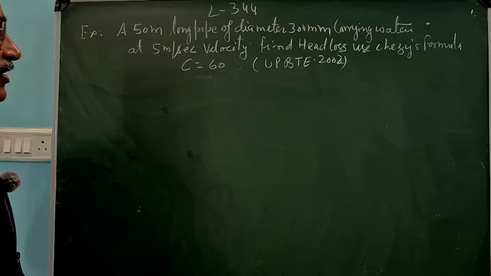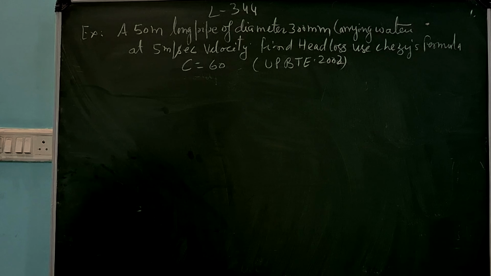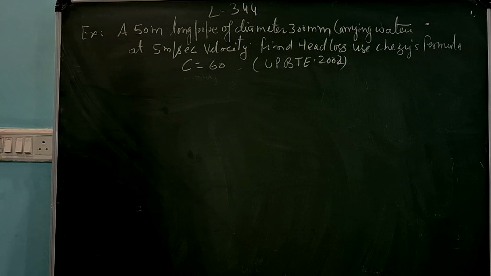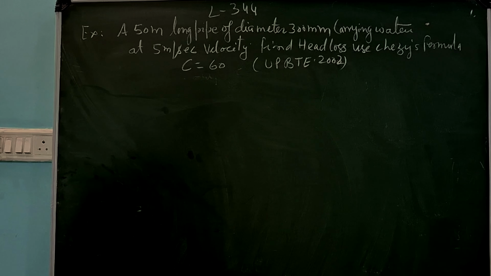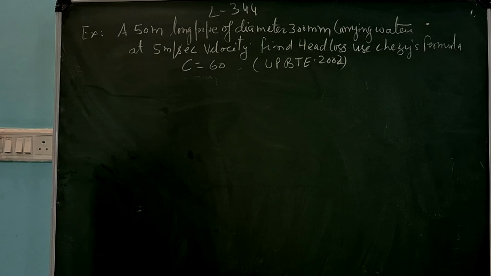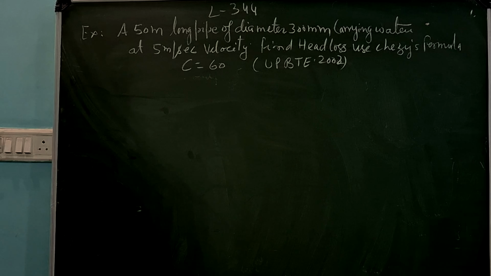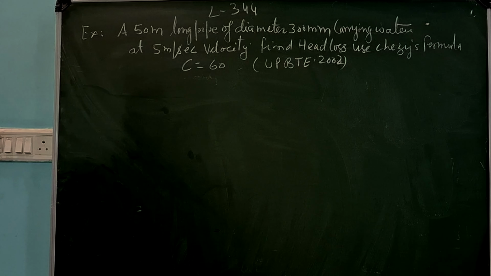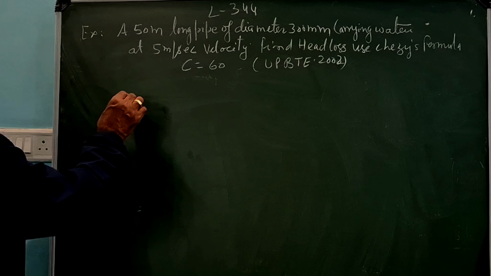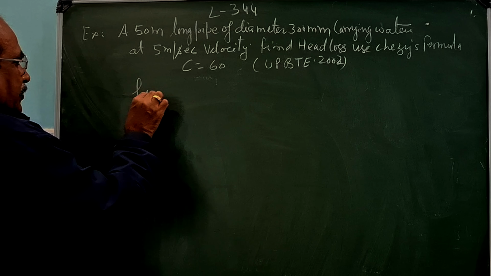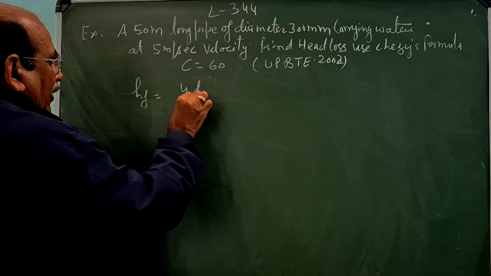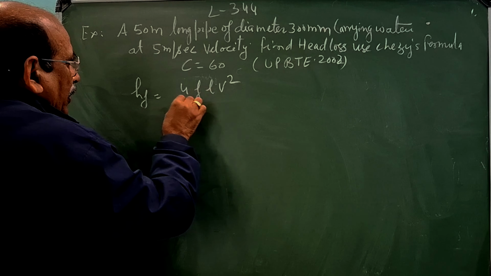A question asked in BT 2002. A 50 meter long pipe of diameter 300 mm carrying water at 5 meter per second velocity. Find head loss. Use Chezy formula. C is equal to 60. So we have to find out the head loss, that is HF. HF is equal to 4 f L V square upon 2gD.